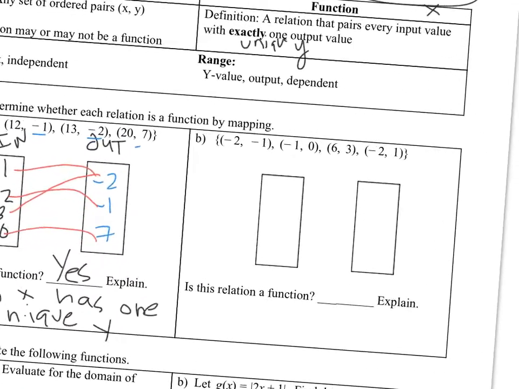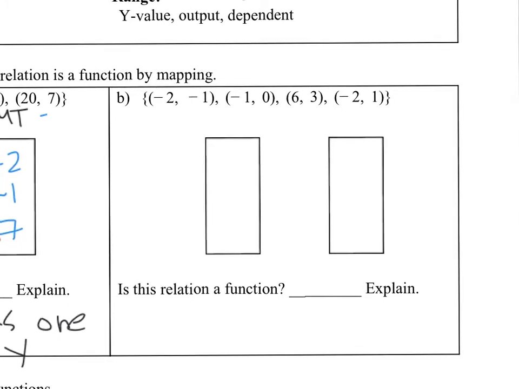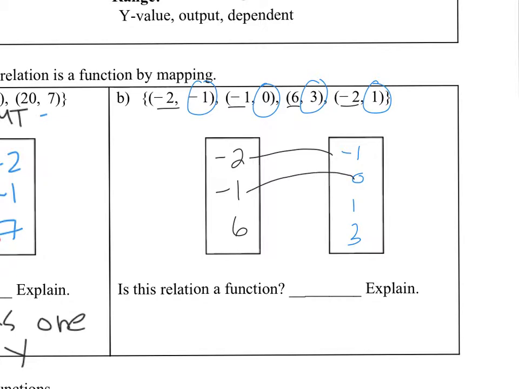Okay, B. Now I'm going to draw a mapping of this. So I'm going to look at my x values, my inputs or my domains. I'm going to write them in order from least to greatest. I don't need to write -2 again because I don't need to repeat it. -2, -1, 6. And then my y values, my ranges, are -1, 0, 1, 3. So I'm going to connect -2 to -1, -1 to 0, 6 to 3, and -2 to 1.